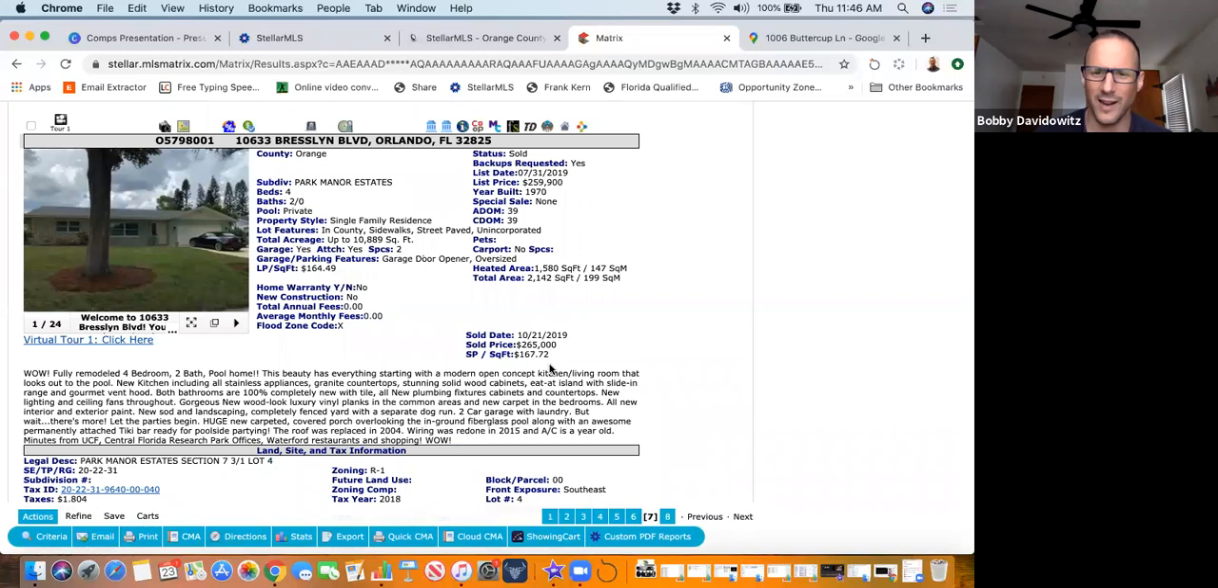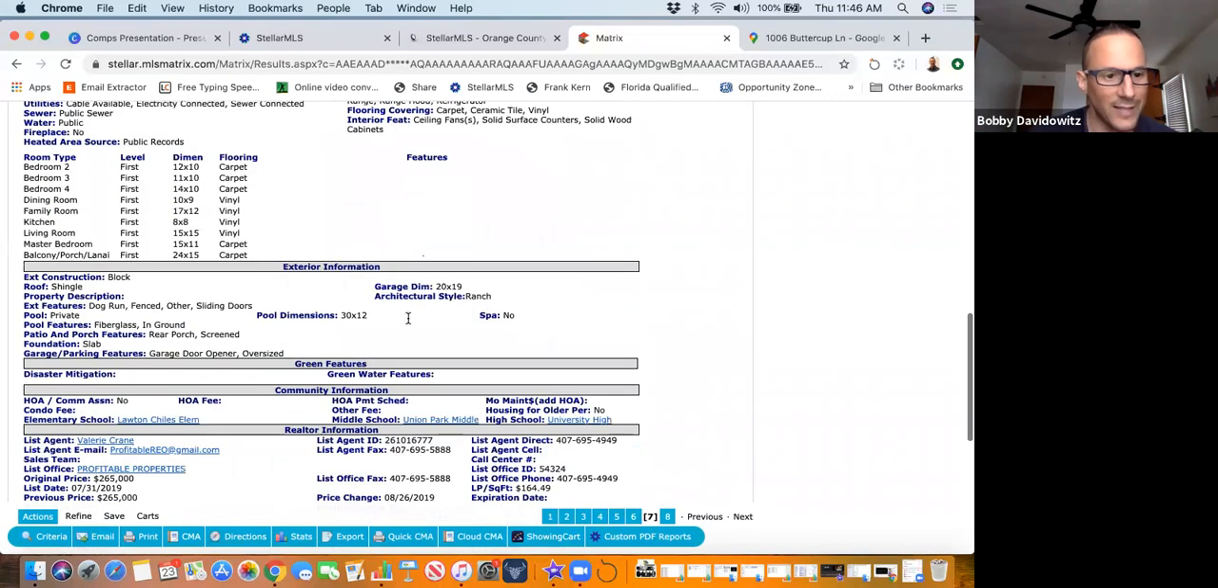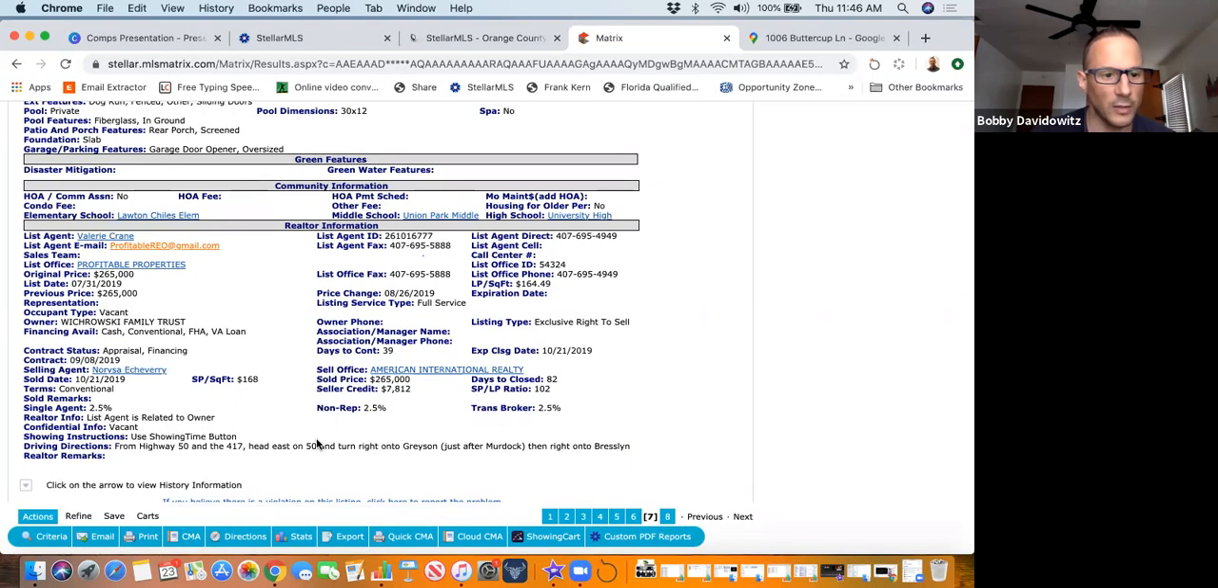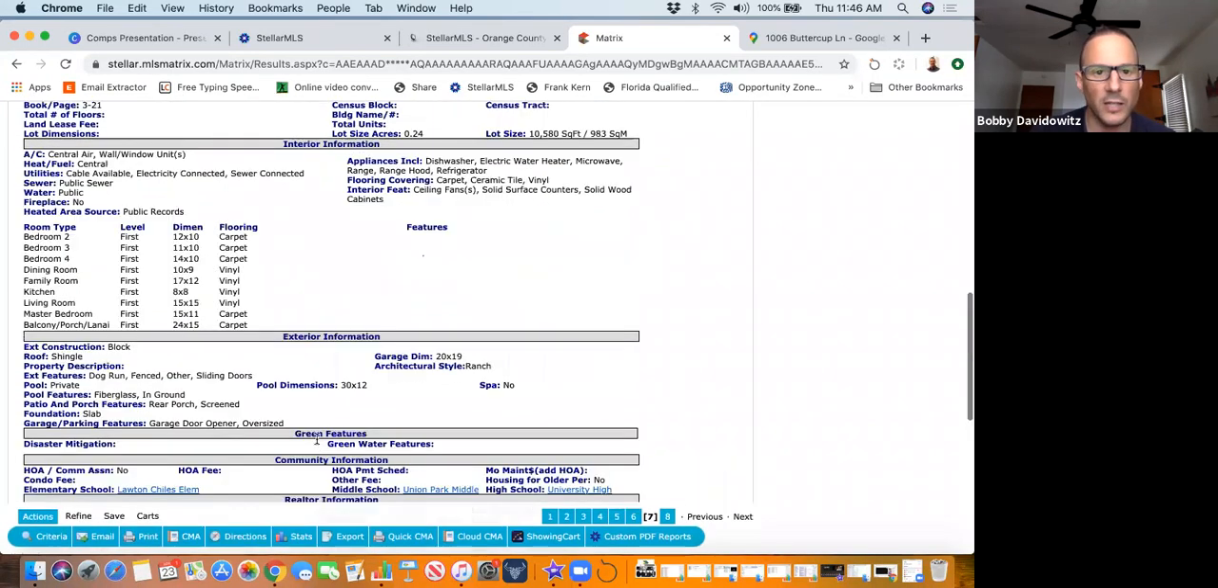They lowered it to 259. They got a contract for 269 with 265, which is over. First thing I thought of was they probably got some closing costs, right? And sure enough, they did. So that's why you can find out all these little clues about this. But this is a pretty good comparable.